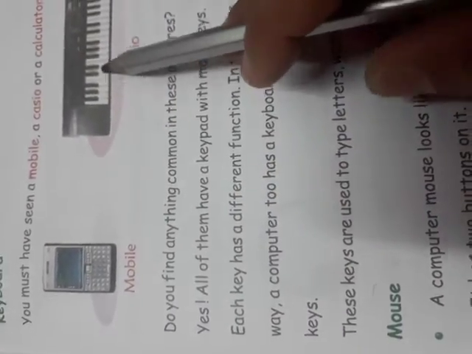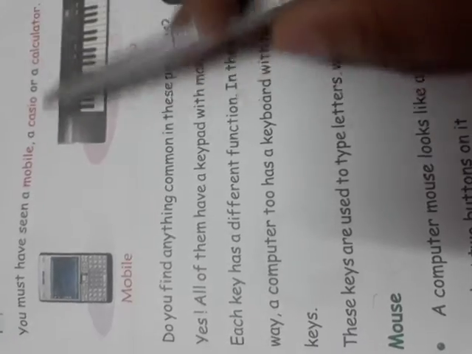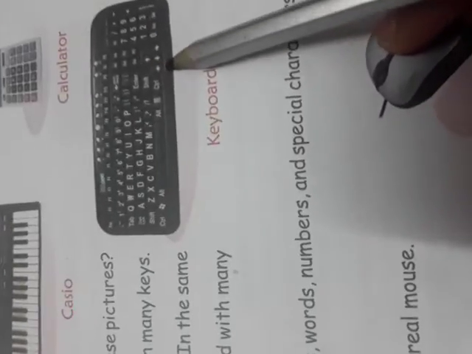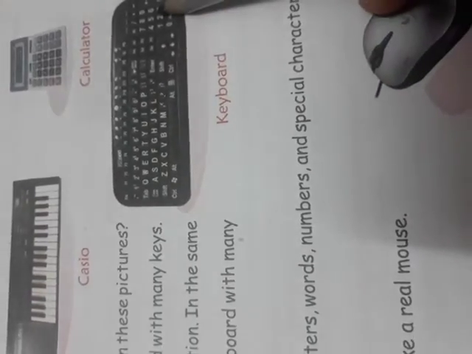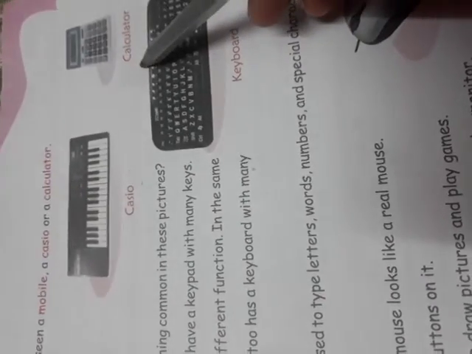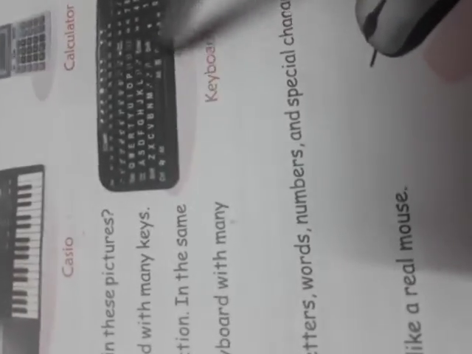Now we move on. Next part is keyboard. This is very easy. It looks like a Casio, a mobile or calculator, because all these devices like mobile, Casio and calculator, they have keys on it. Similarly, keyboard also has keys on it. You should know what other things have keys on them, like mobile, Casio and calculator. Similarly, keyboard has a number of keys on it.